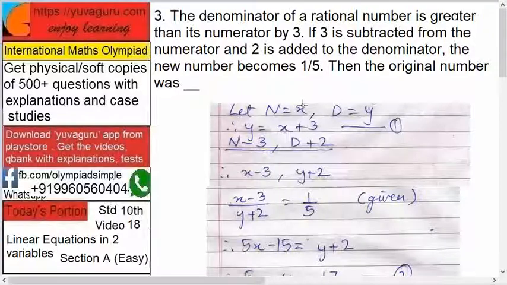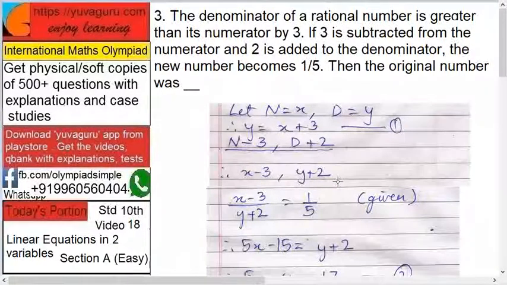Now what is given? The denominator is greater than the numerator by 3. Therefore y equals x plus 3. Right? Next, 3 is subtracted from the numerator, so x minus 3, and 2 is added to the denominator, so y plus 2. So the new numerator and denominator become x minus 3 and y plus 2.